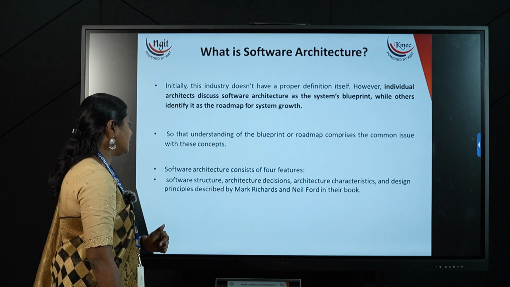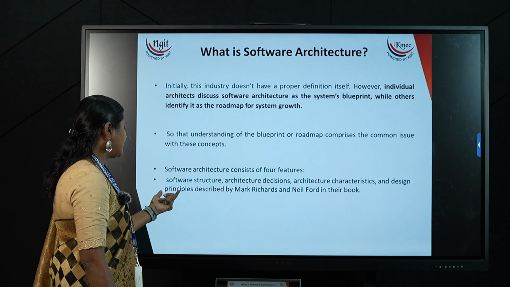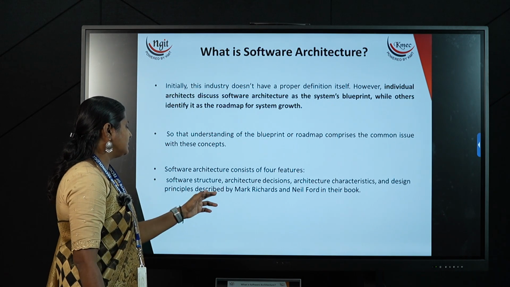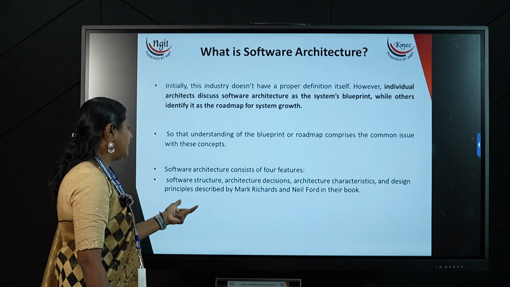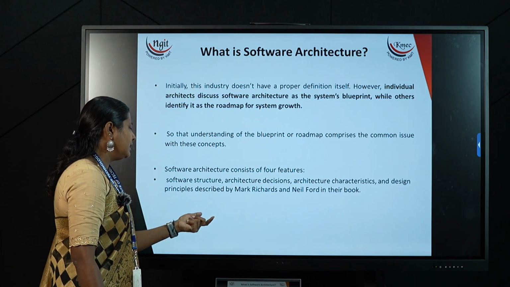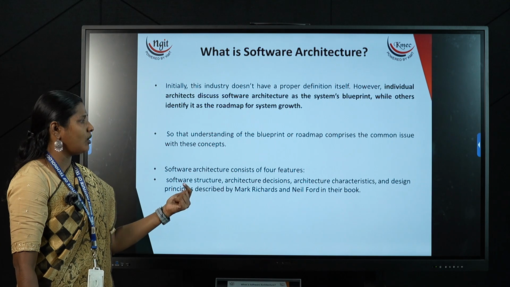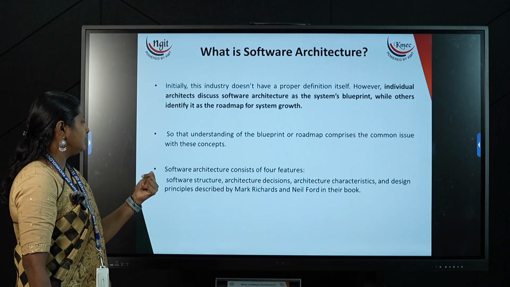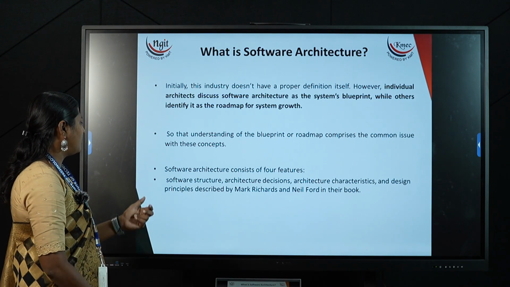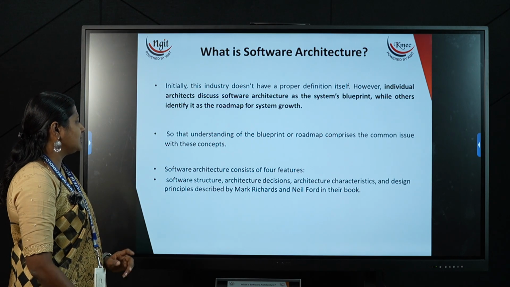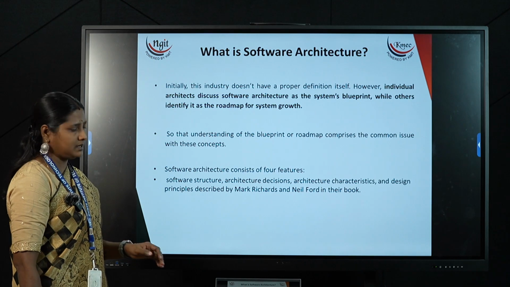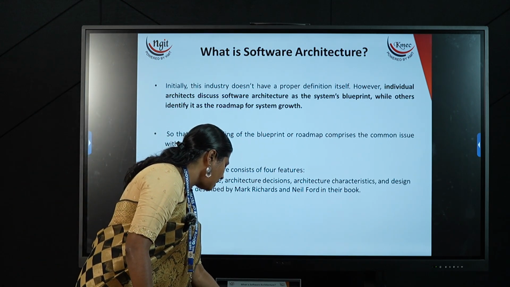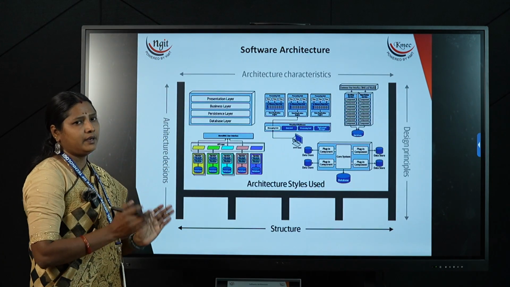Software architecture consists of 4 features exactly. The first is the software structure, then architecture decisions, architecture characteristics, and design principles, as described by Mark Richards and Neal Ford in their book. The prescribed authors define this architecture with these 4 features: the structure, architecture decisions, architecture characteristics, and design principles. So according to these authors, they had their own idea.